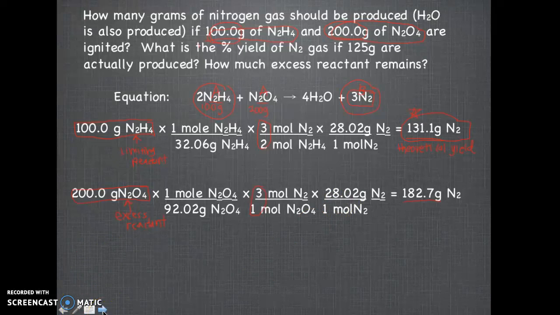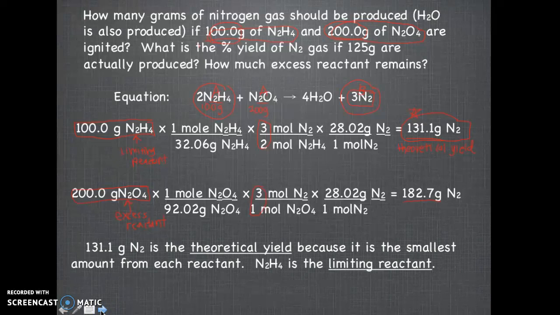Let's go ahead and take a look at what's next right here. Okay, so this is just summarizing what we talked about. From having done the two stoich setups, the 131 grams of N2 is our theoretical yield. So in a perfect world scenario, this is the max amount of N2 that could actually get made based on our conditions. And how do you know the theoretical yield after you've done your two stoich setups? You're going to look for the smaller amount, and that's going to be your theoretical yield product.